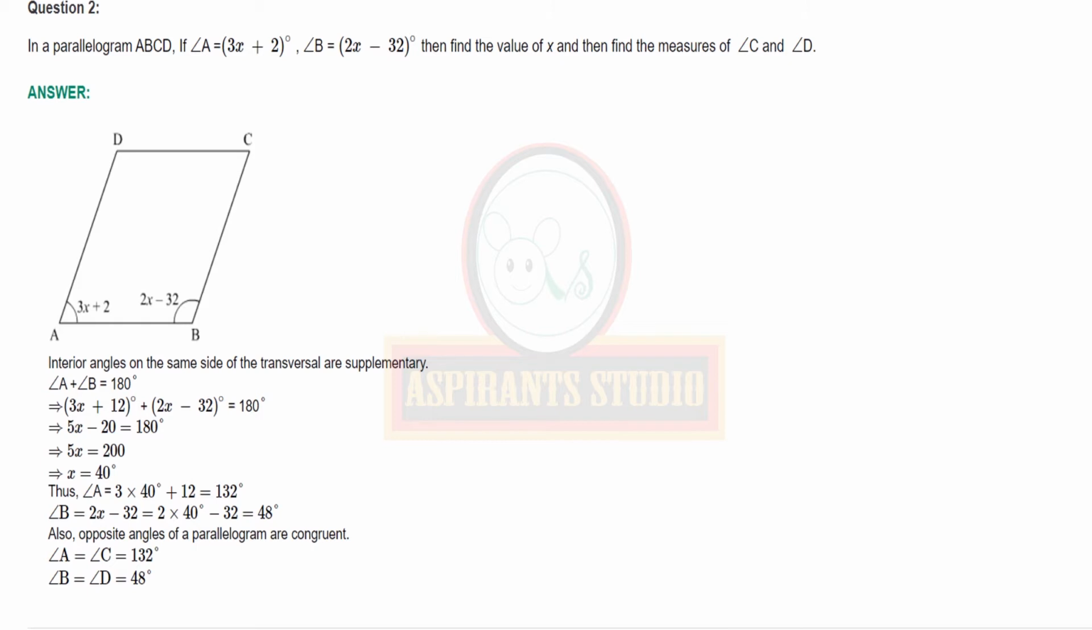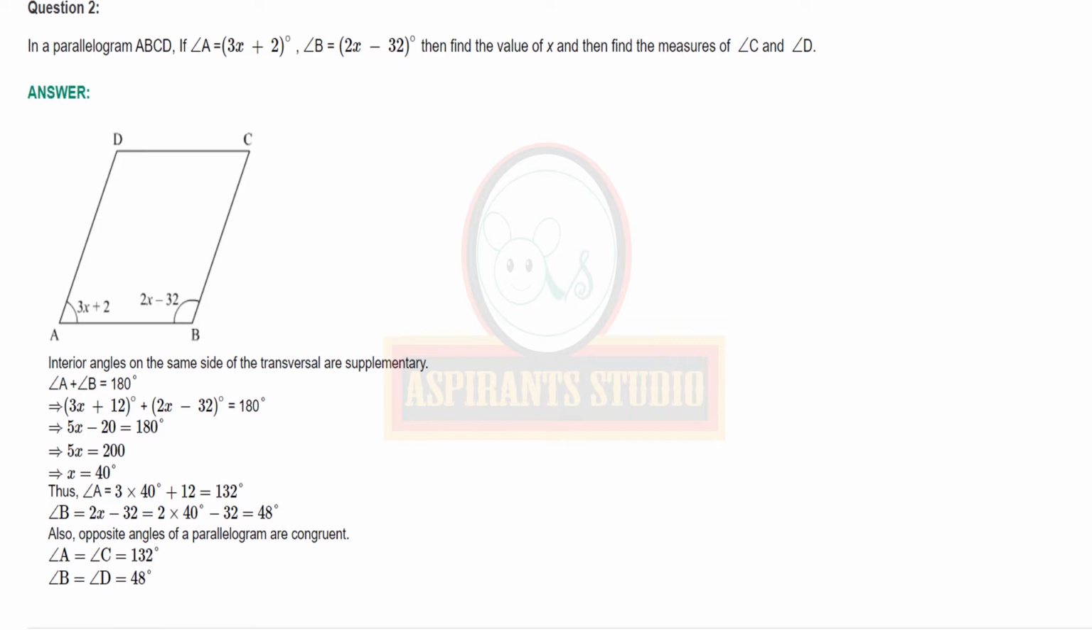Now substitute this value in the measure of angle A is equal to 3x plus 2 degrees. So it becomes measure of angle A is equal to 3 into 40 degrees plus 12, that is equal to 120 degrees plus 12, that is equal to 132 degrees. Measure of angle B is equal to 2x minus 32, that is equal to 2 into 40 degrees minus 32 degrees, that is equal to 80 degrees minus 32 degrees, that is equal to 48 degrees.